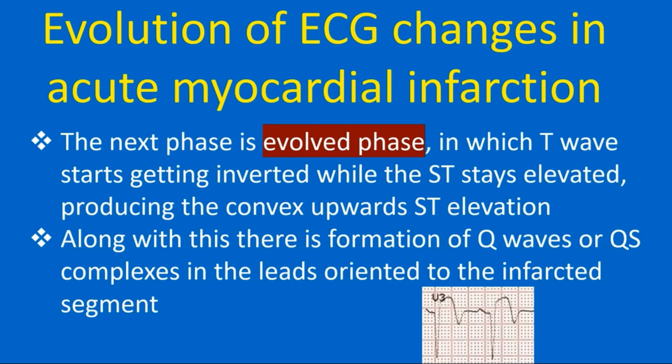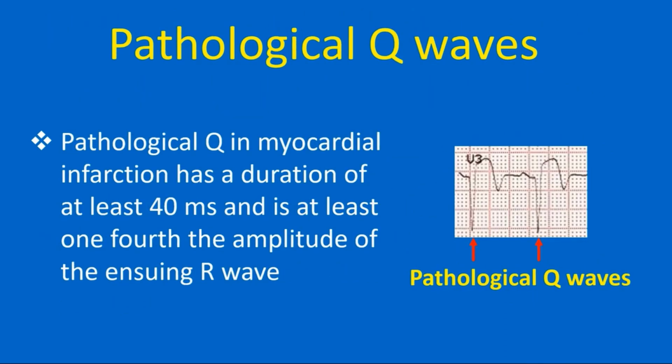The next phase is evolved phase, in which T wave starts getting inverted while the ST stays elevated, producing the convex upwards ST elevation. Along with this, there is formation of Q waves or QS complexes in the leads oriented to the infarcted segment. Pathological Q wave in myocardial infarction has a duration of at least 40 milliseconds and is at least one-fourth the amplitude of the ensuing R wave.